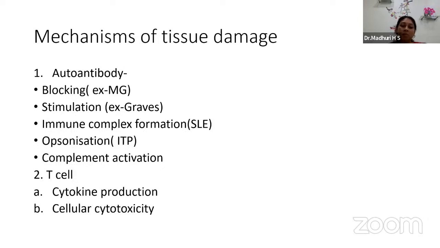Then there is something called opsonization. Example in ITP. Here, the platelets are marked for destruction and then the phagocyte attack happens. There can be complement activation, then T cell mediated destruction. Here, the cytokines are released, like in ankylosing spondylitis. There is a lot of cytokine increase, which causes joint destruction and cellular cytotoxicity.